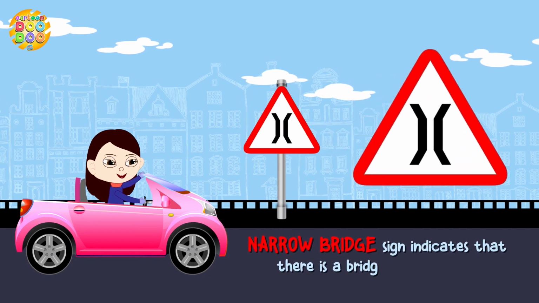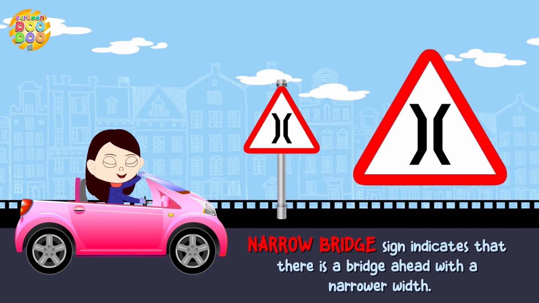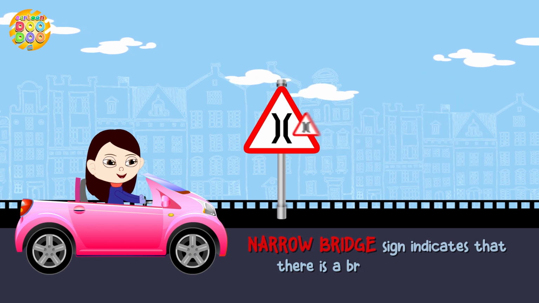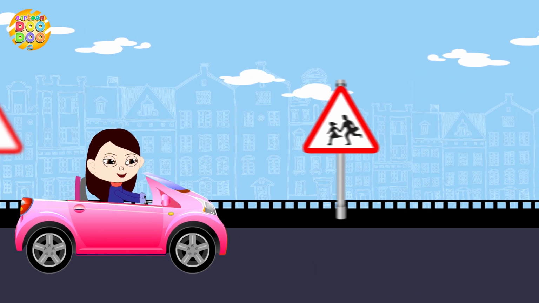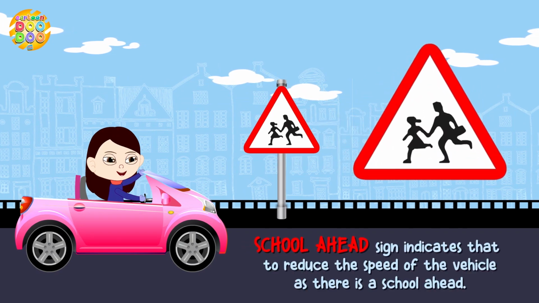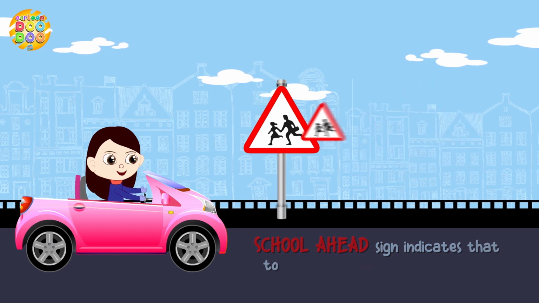Narrow bridge. This sign indicates that there is a bridge ahead with a narrower width. School ahead. This sign indicates to reduce the speed of the vehicle as there is a school ahead.